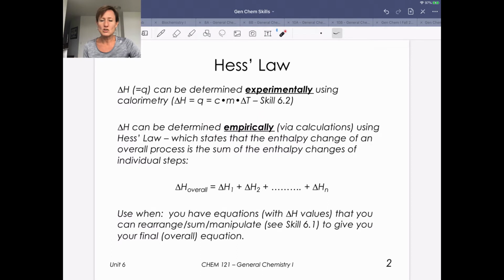So empirically means doing it via calculations. Experimentally obviously means doing an experiment in the lab. So we can determine delta H empirically using Hess's Law. So here's what Hess's Law is.